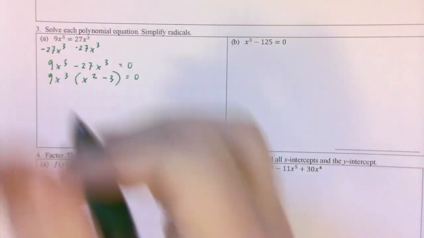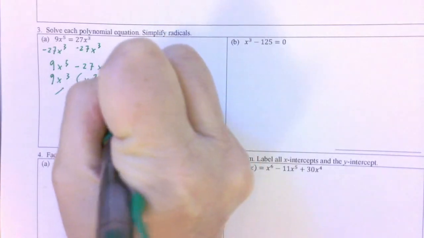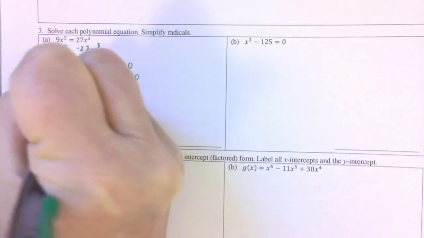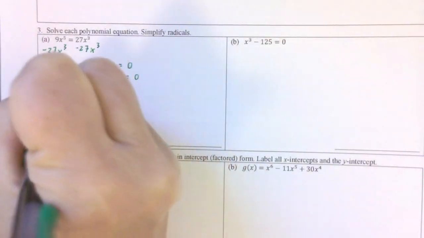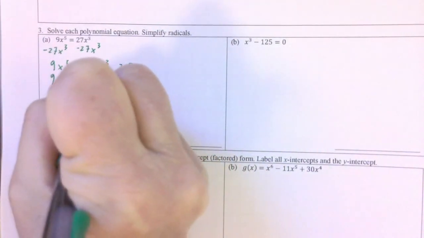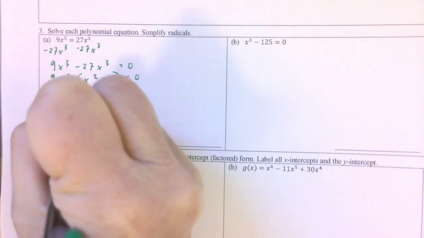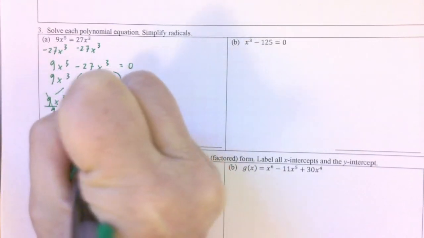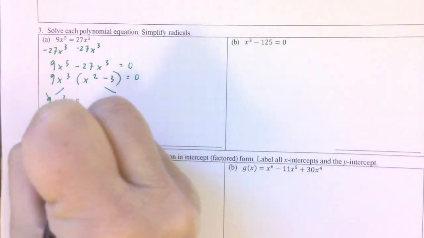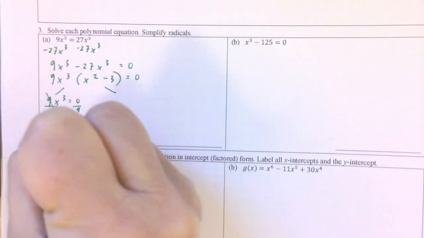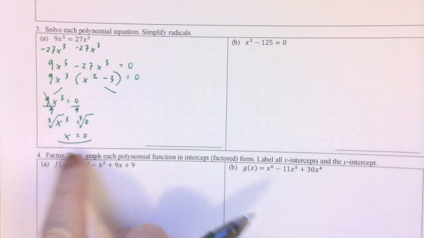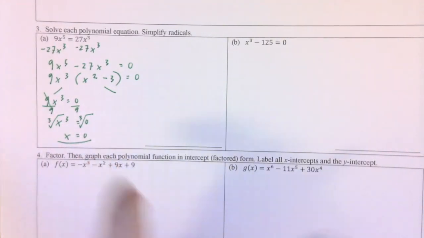So now when I solve, I can set each factor equal to 0 and keep solving. So over on the left, if I divide out a 9, I get x to the 3rd equals 0. Okay, take the cube root of each side, and I just get a solution of 0, right? Now, if I was graphing this, then I'd say, oh, it has a multiplicity of 3.